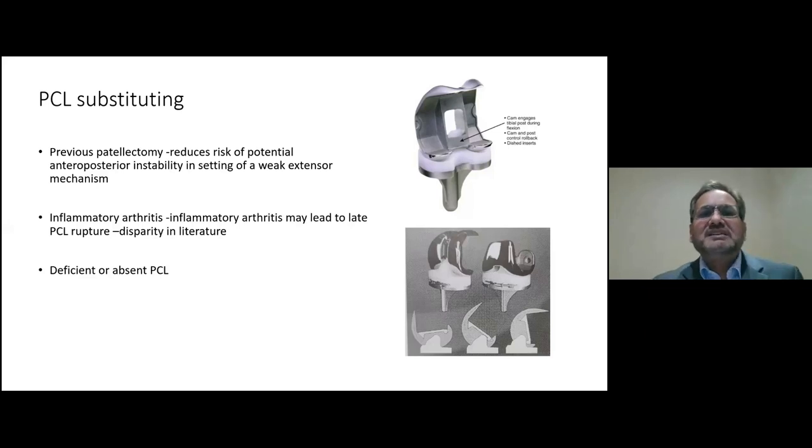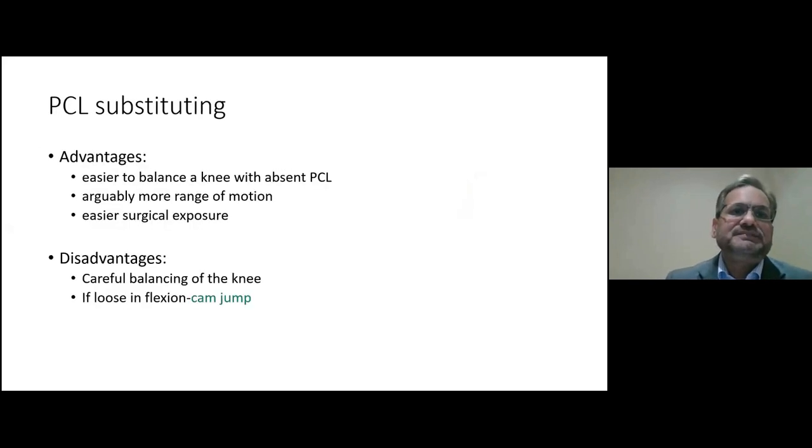In inflammatory arthropathy like rheumatoid or psoriatic arthritis, people say it can later cause a PCL rupture because of the inflammatory process, and you should use PCL substituting. However, there's a lot of disparity in the literature. People still sometimes use PCL retaining. But if there's a deficient or absent PCL, yes, you can use PCL substituting.